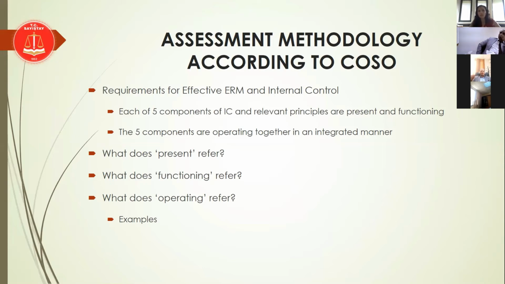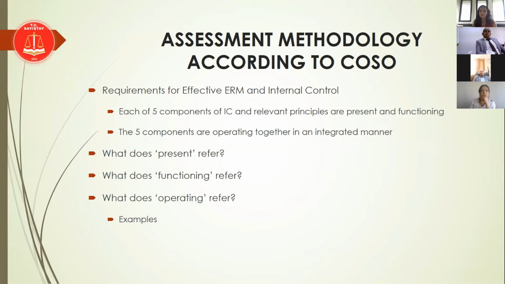So we need some requirements for effective ERM and internal control. For internal control, each of the 5 components of IC and relevant principles should be present and functioning. And these 5 components should operate together in an integrated manner for an effective internal control.